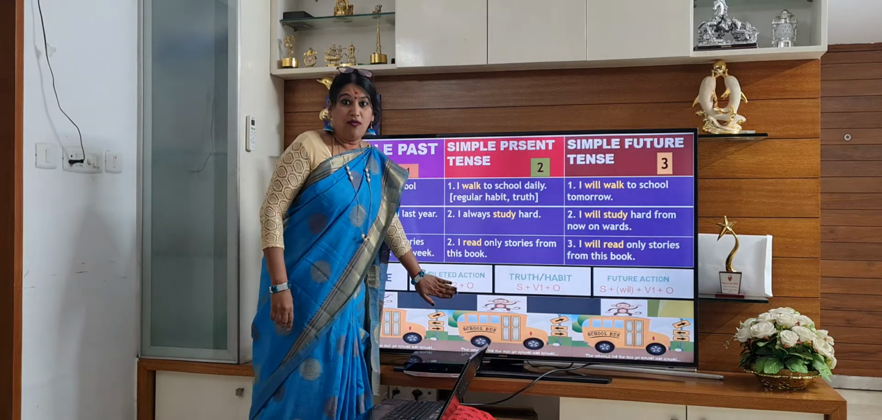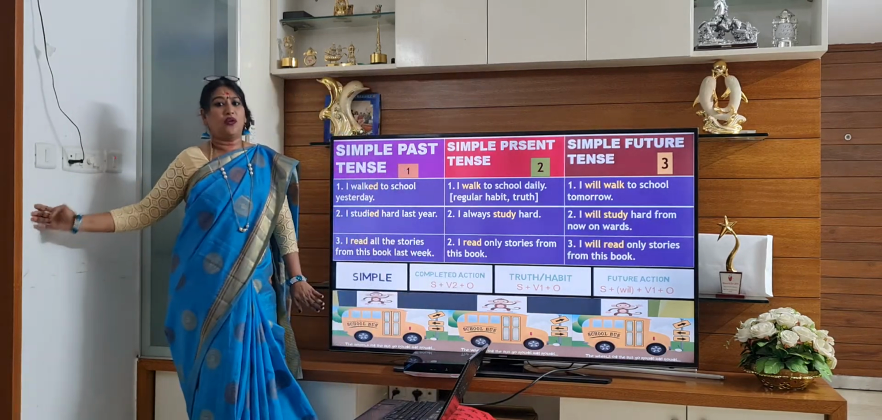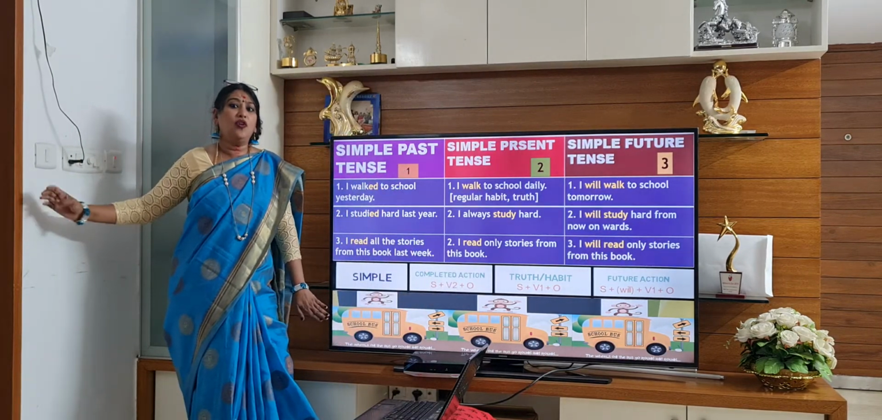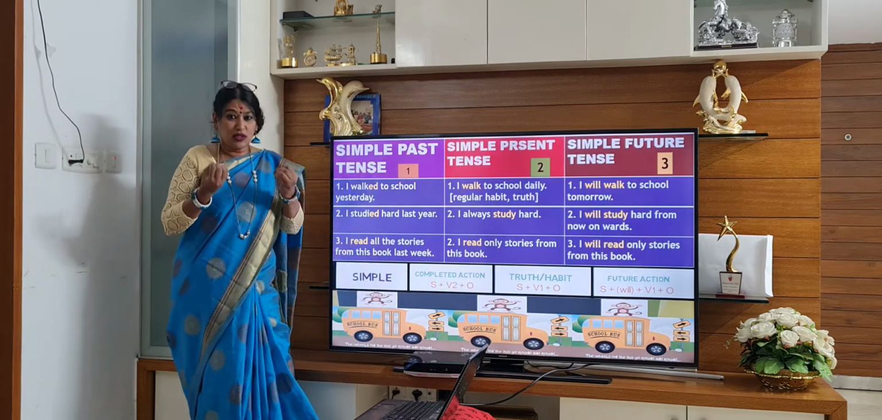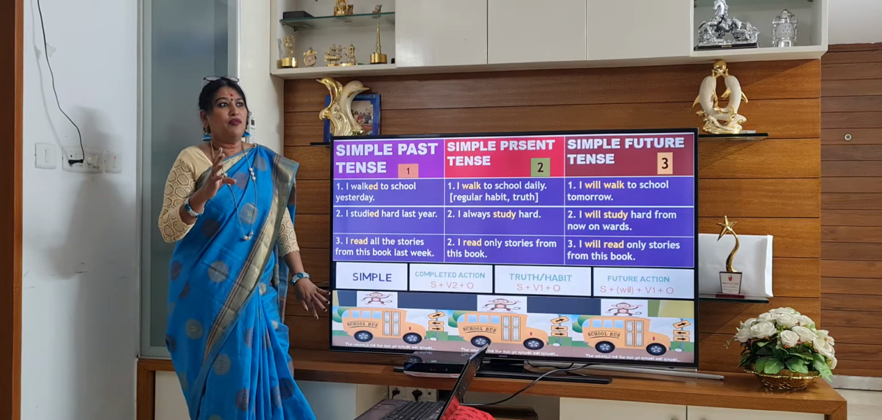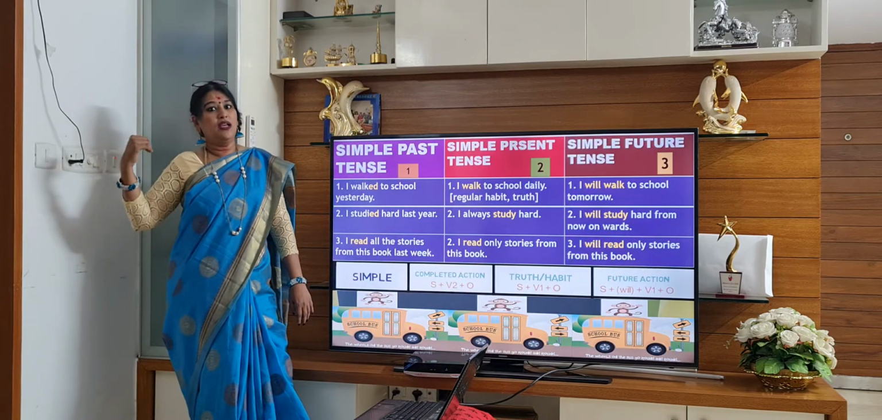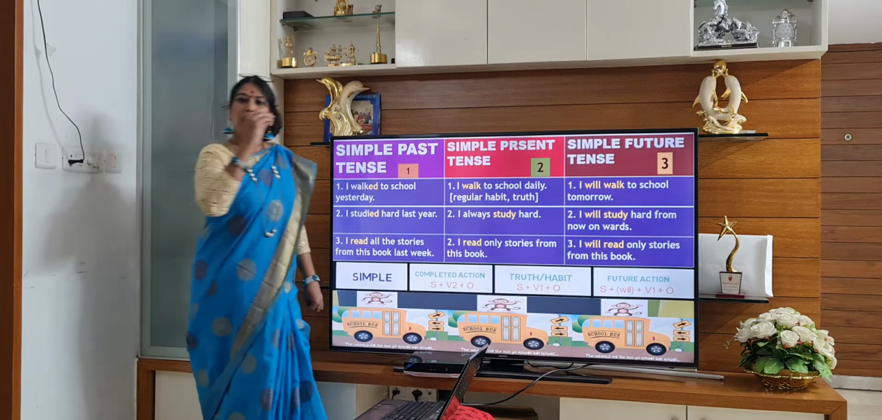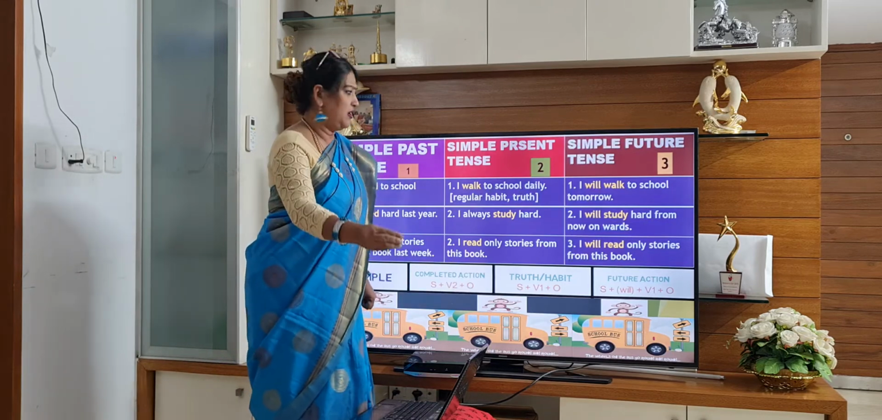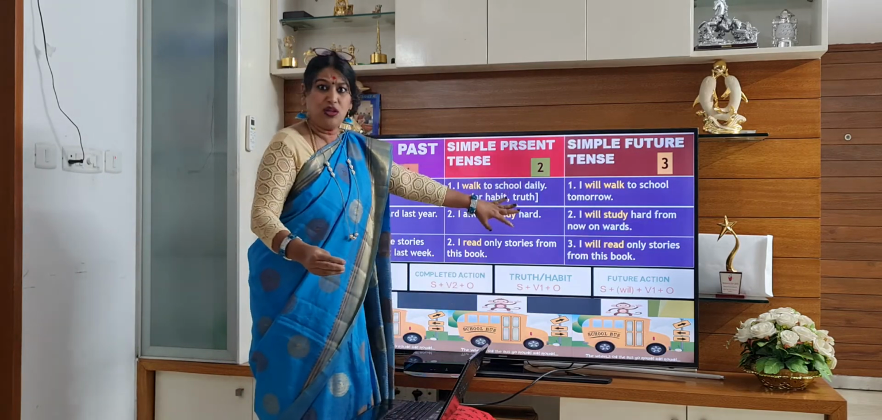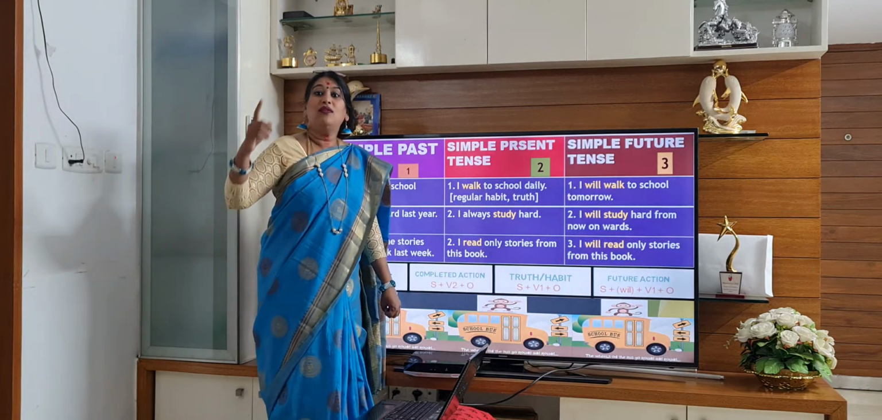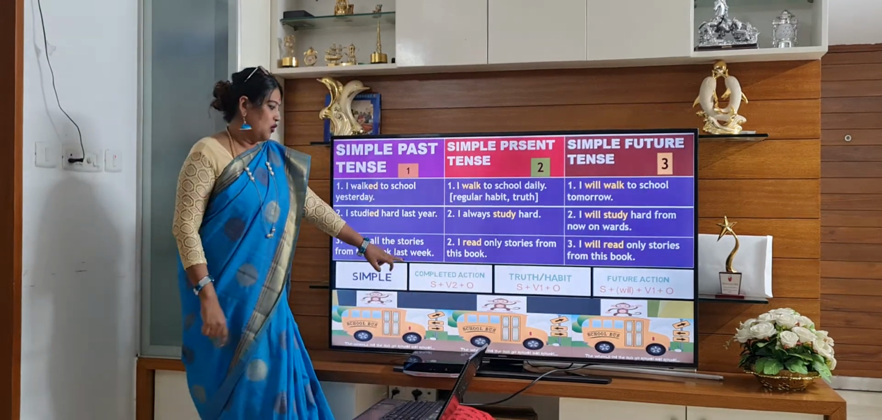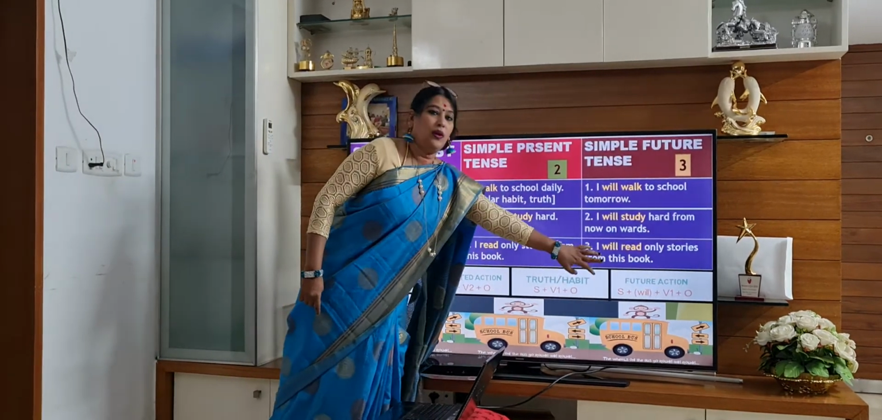V2, second form of verb will come only for the past. Only for the past. Do not get confused. Second form of verb will be used when it comes to simple, and it should be used only in the past. And both present as well as future, it will come verb first form. What will come? Verb first form. See here. V2, V1, V1.